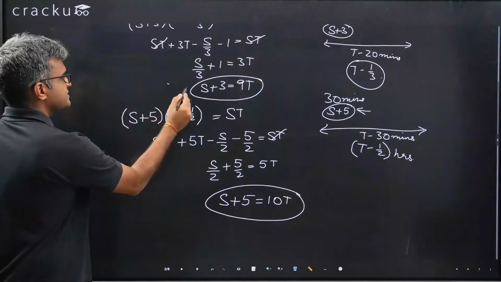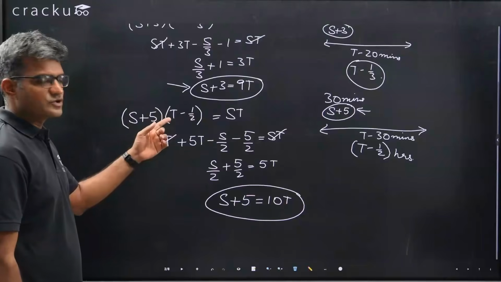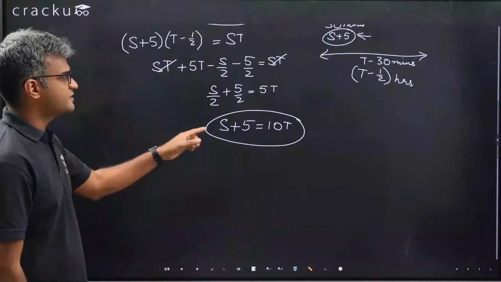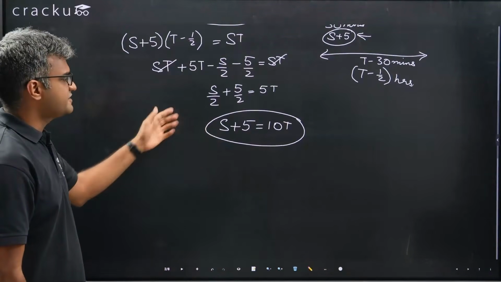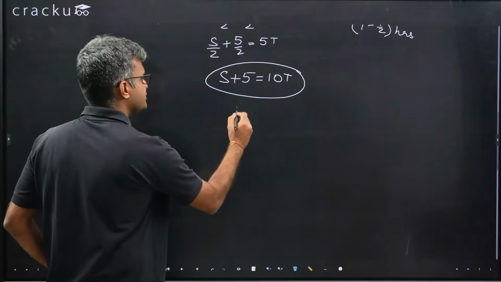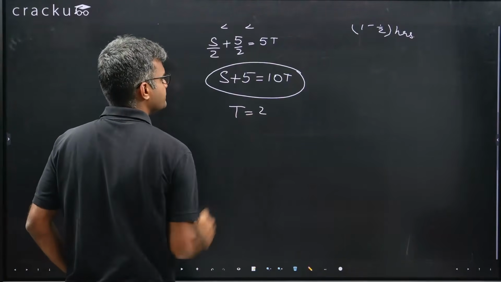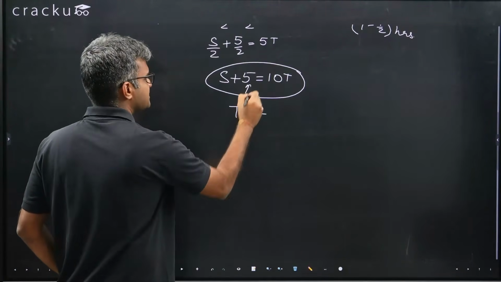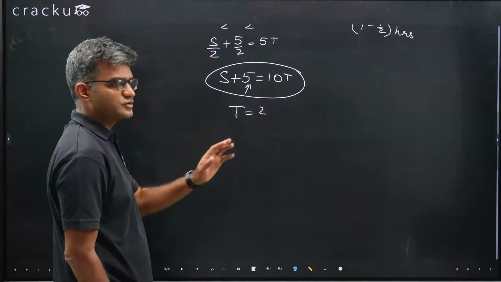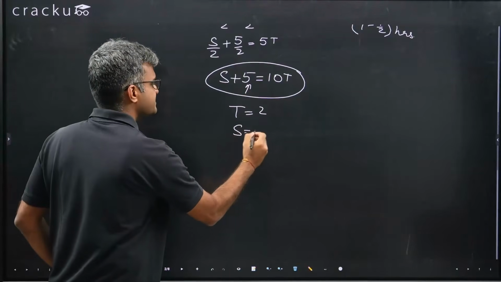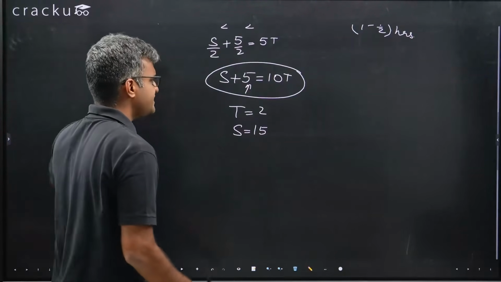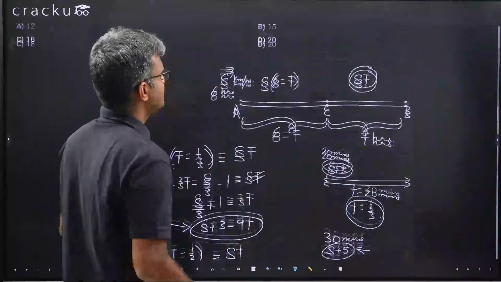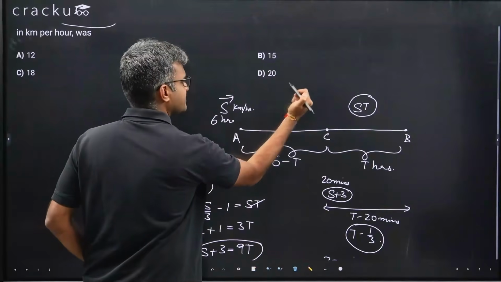This is the first equation. S plus 3 is equal to 9T. S plus 5 is equal to 10T. You can subtract one equation from the other and you will get the equation that T is equal to 2. From this, if you substitute over here, S plus 5 will be equal to 20 or the value of S is equal to 15. So the way things actually worked is, he traveled initially for 4 hours.